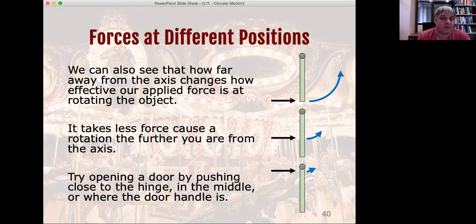But if you push halfway across, as per the middle diagram here, with the exact same force, the door is not going to move as easily. It's not going to swing as much. And if you push right next to the hinge, it's going to be practically impossible to open that door. So that force, even though it's not changing, is producing very different results based on its distance from the axis of rotation.